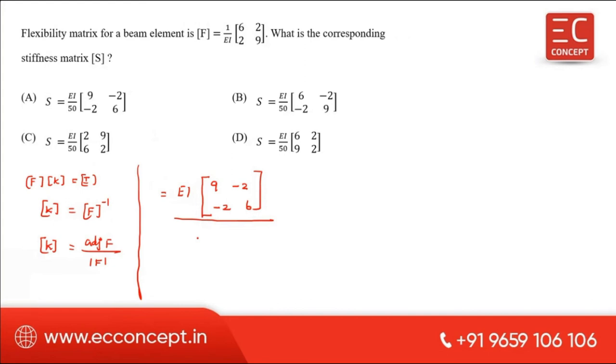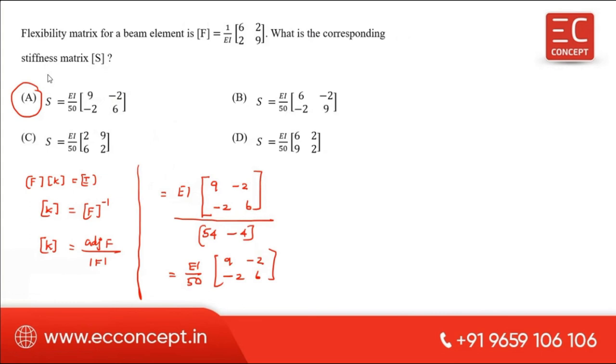96 minus 54 minus 4. So the answer for this is EI divided by 50, EI divided by 50 into 9 minus 2 minus 2, 6. So the answer for this is 9 minus 2 minus 2. Okay, so the answer for this question is this. I hope you got it. Now we can move further.